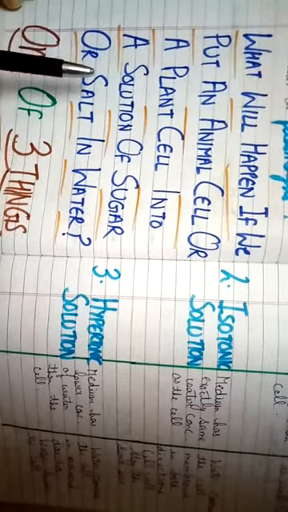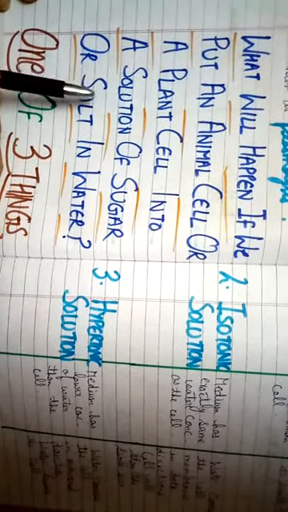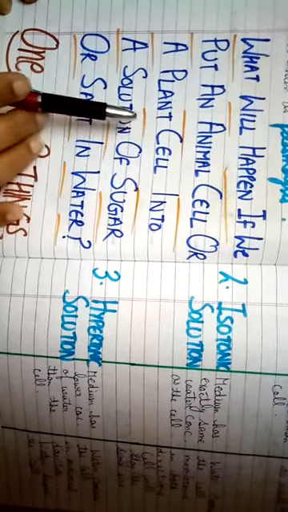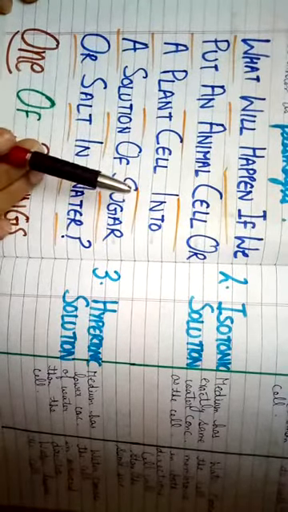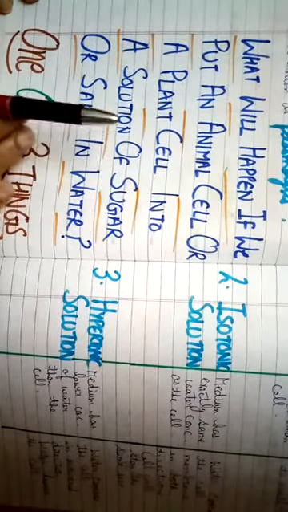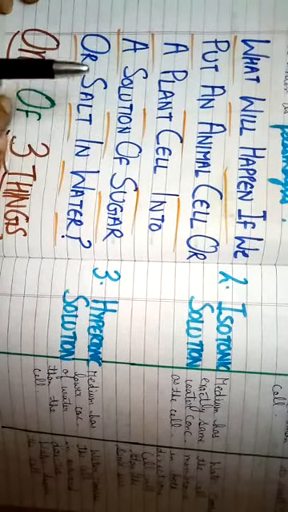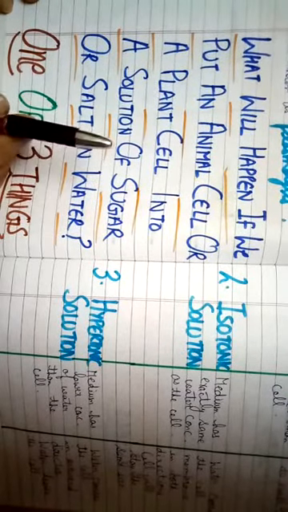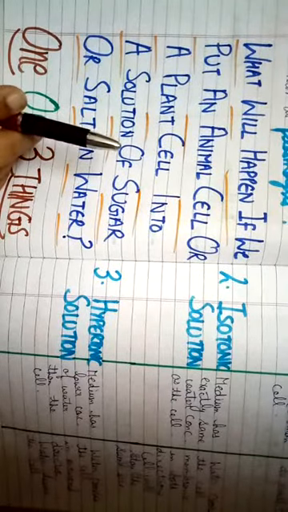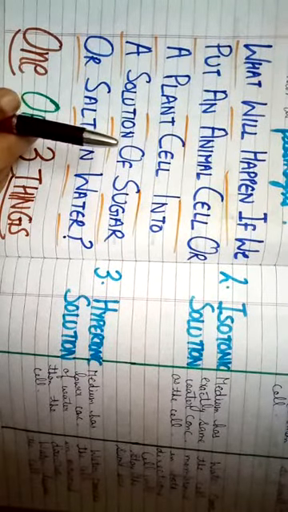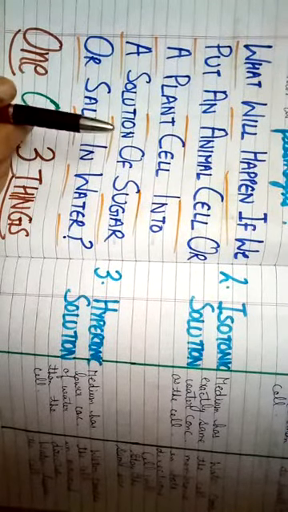Hello students, in my last video related to structure of cell, I discussed with you the different components of a cell. That cell is composed of plasma membrane, cytoplasm, different cell organelles, and nucleus. After that we discussed in detail about plasma membrane and various processes like diffusion and osmosis.